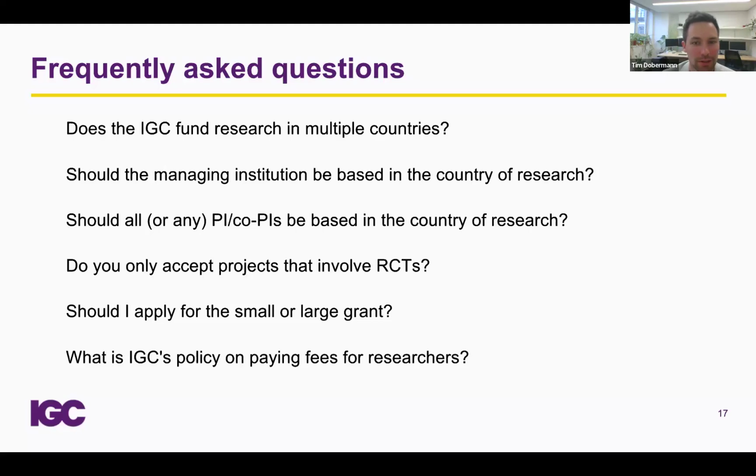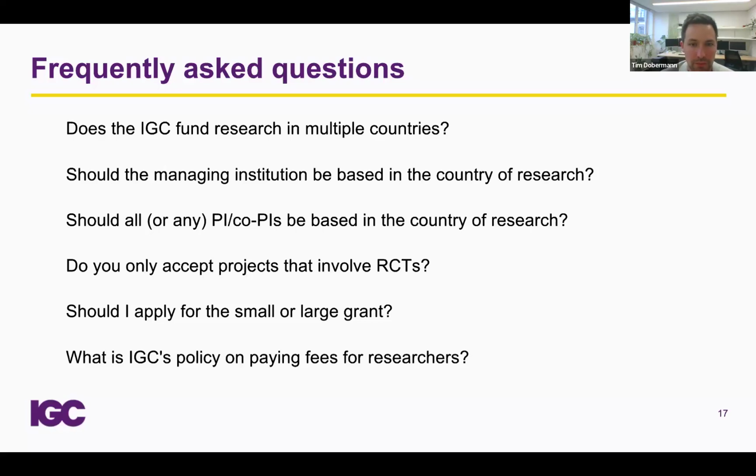We do not only do RCTs. Whether you apply for a large or small grant is in some ways up to you. The smaller grants are seen as emphasizing more exploratory and piloting work. But when we assess the grants, we really look at the full picture and the potential for this to develop into something larger and impactful.